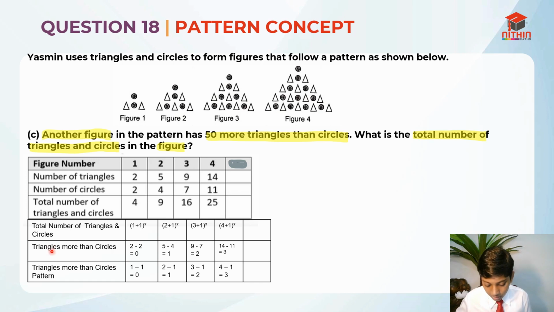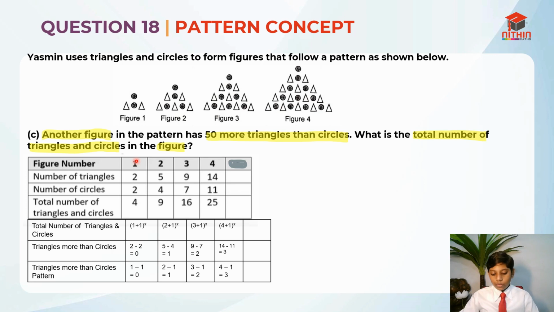Let's look at what is here. So it's basically total number of triangles and circles over here. Okay, so you take 1 plus 1 squared equals to 4, 2 plus 1 squared equals to 9, 3 plus 1 squared equals to 16, 4 plus 1 squared equals to 25. Same thing as the part B, I think. Yeah, and triangles more than circles. So this is where we add the new column for triangles more than circles.